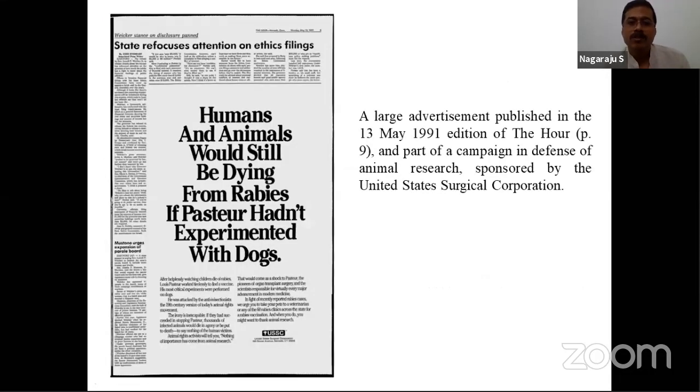This is one of the advertisements published in 1991 in a US journal, part of a campaign to defend animal research. Humans and animals would still be dying from rabies if Pasteur hadn't experimented with dogs. So this shows that animal models are a must for biomedical or biochemical research.